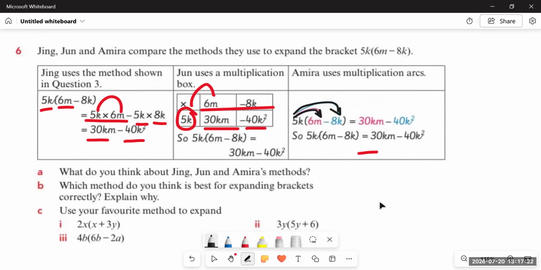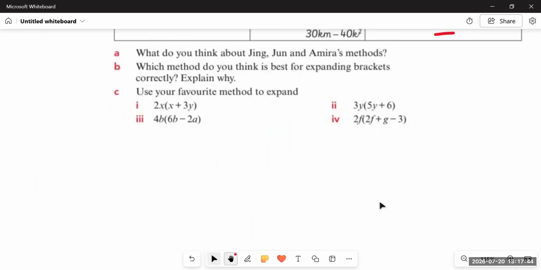Okay, which method do you think is best for expanding brackets? Amira's method. I personally use Amira's method and I prefer this one because I'm used to doing it this way. So you can choose any of these three methods as per your convenience. And then you have to use your favorite method to expand. Now you can use any of these three methods to expand these expressions. I'm using Amira's method.